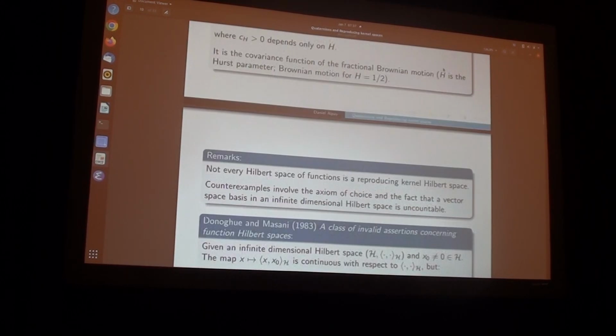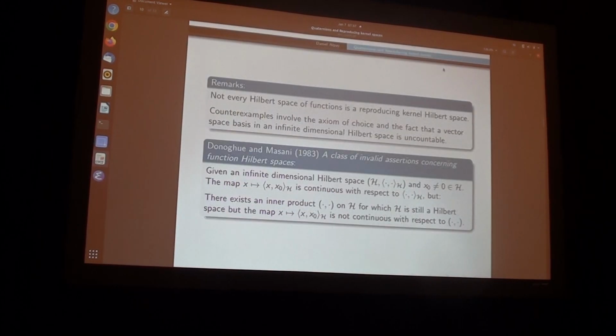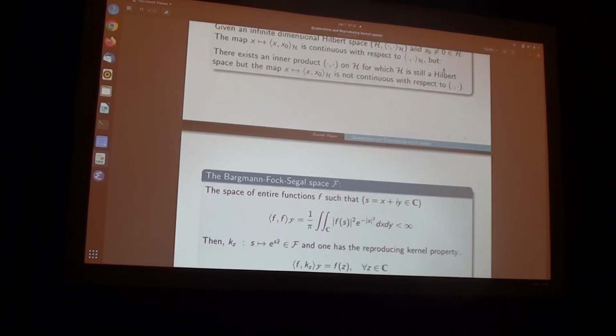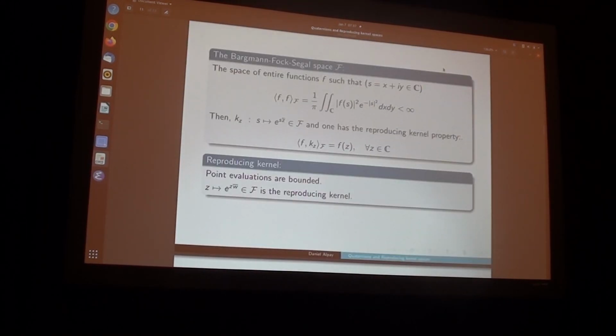And I would like to mention that not every Hilbert space of functions is a reproducing kernel Hilbert space. The counterexamples involve the axiom of choice and the fact that in a Hilbert space, a vector space basis will always be uncountable. Here is a result of Donoghue-Masani, which is related, but I will not mention it.